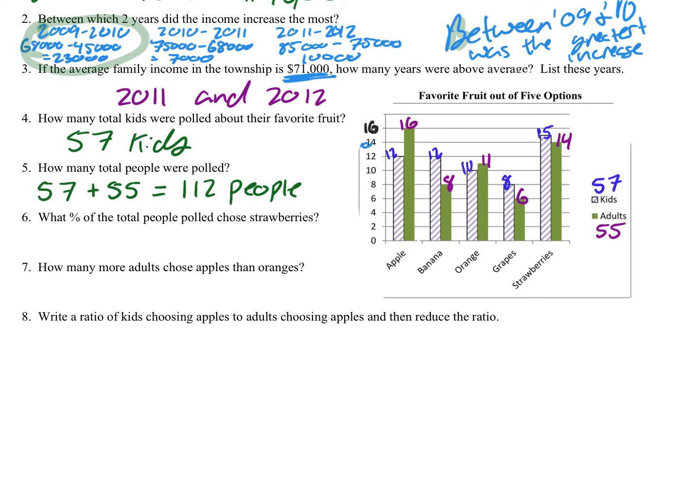Now we're going to start talking about some percents. So what percent of the total people polled chose strawberries? So this is telling us that the total that we're looking at is the 112. And the part that we're going to look at is the people that chose strawberries. So we're going to go over here and we're going to find strawberries. And that is looking at this column right here. So 15 kids and 14 adults. So that's for a total of 29. So 29 out of all the people chose strawberries.